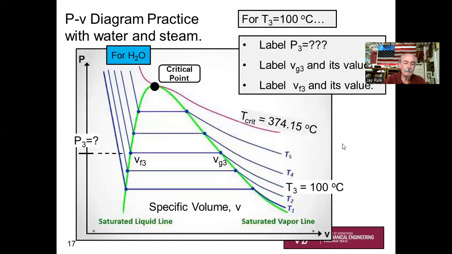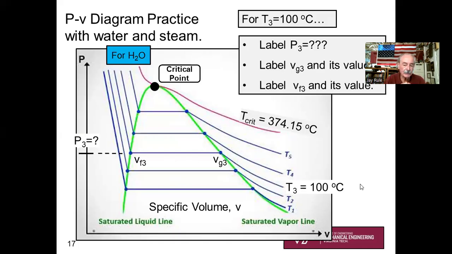Okay, so now we're going to do a mental exercise to start quantifying. We're interested in studying H2O, and here's what I want to do, for T3 equals 100 degrees C. Here is a blue line, I'm going to trace it with my cursor. Here's a line of constant temperature, T3. So what I'm tracing with my cursor is a constant temperature line, and we're interested in 100 degrees C.